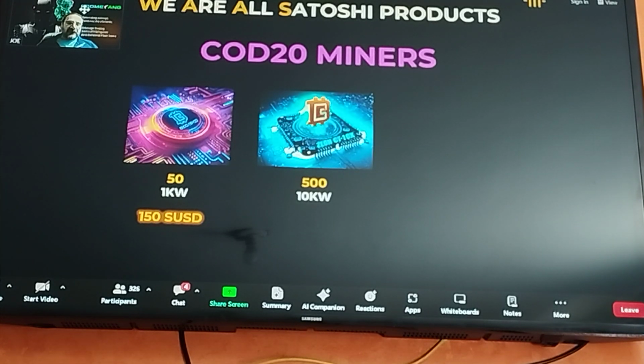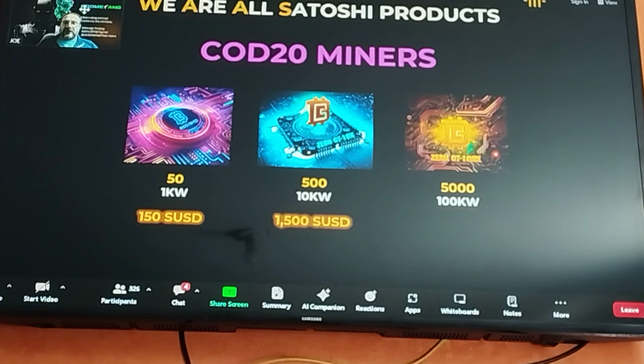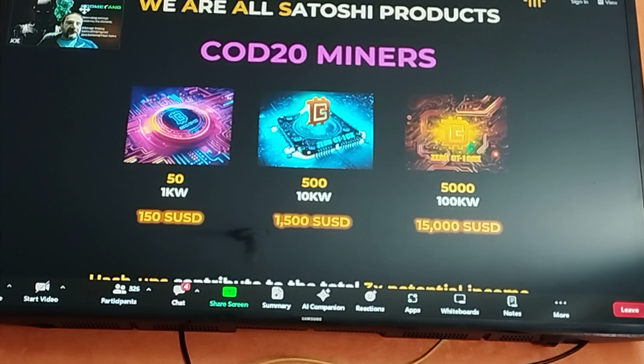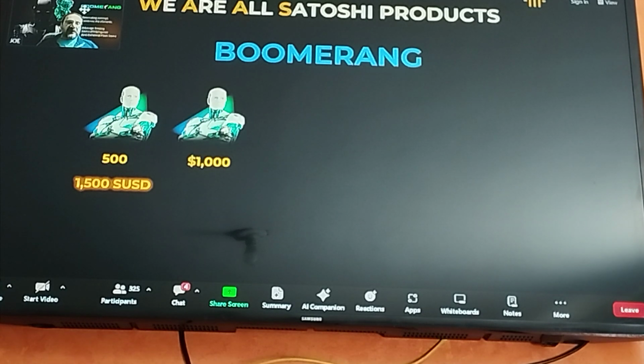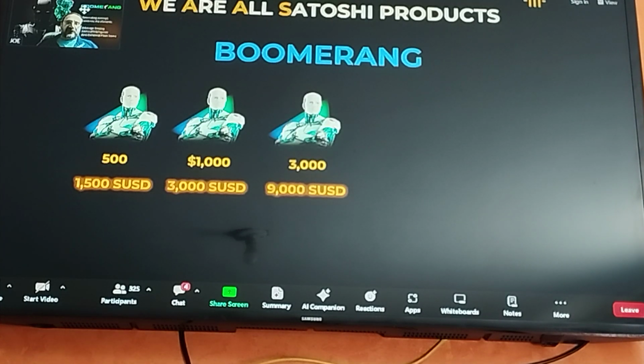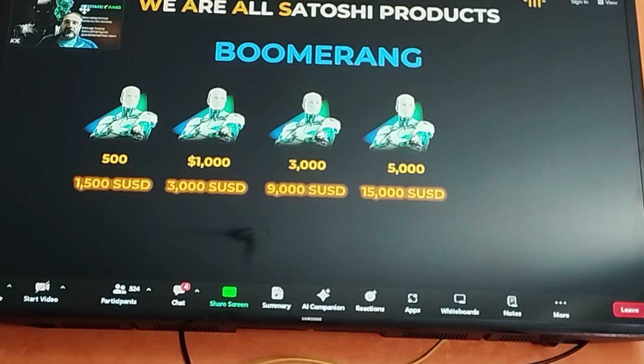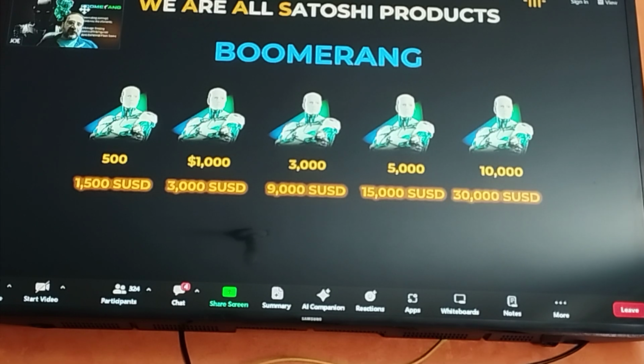$500 to $1,500, and on the 5,000, it's $15,000. On the licenses, from the $500 license, your affiliate income is a potential $1,500. From the 1,000, it's $3,000. From the 3,000, it's $9,000, and from the 5,000, it's $15,000. And of course, from the 10,000, it's $30,000.